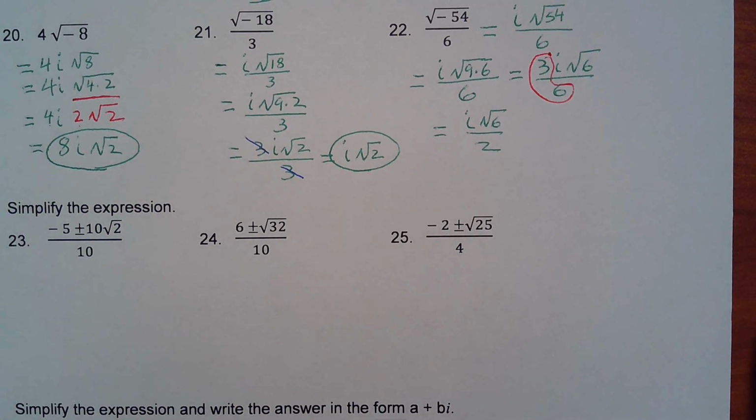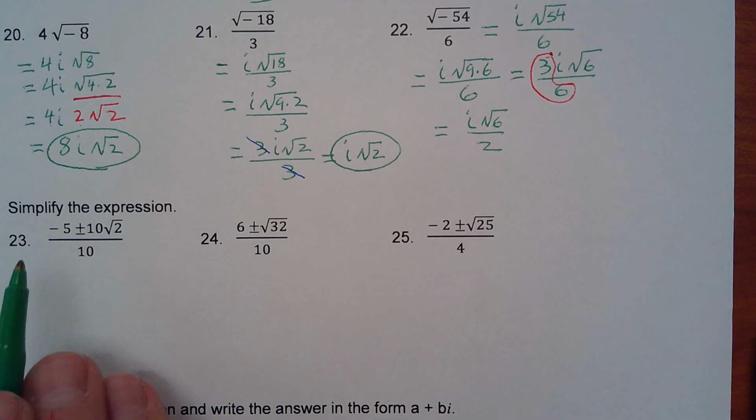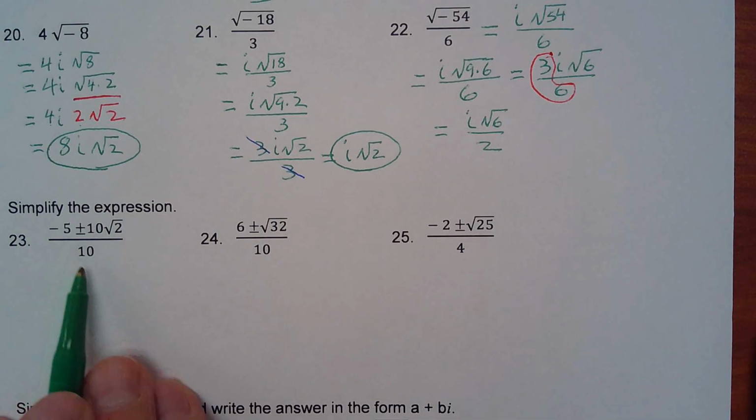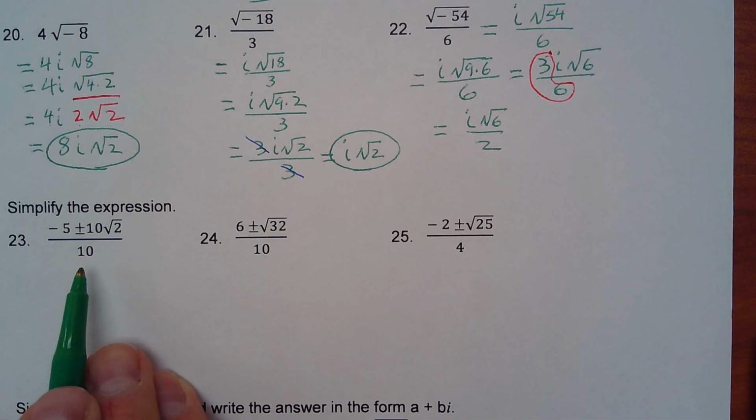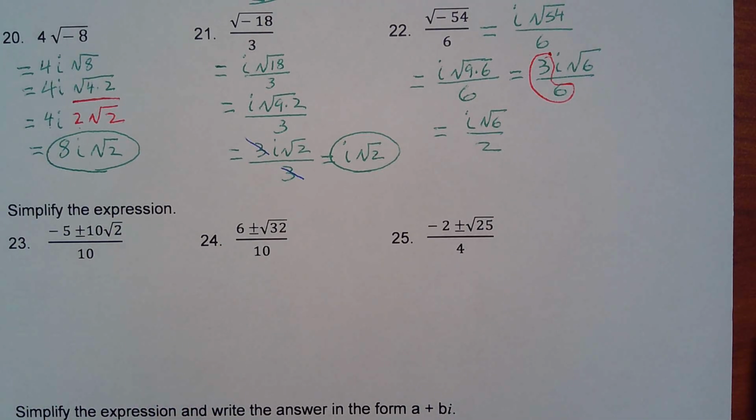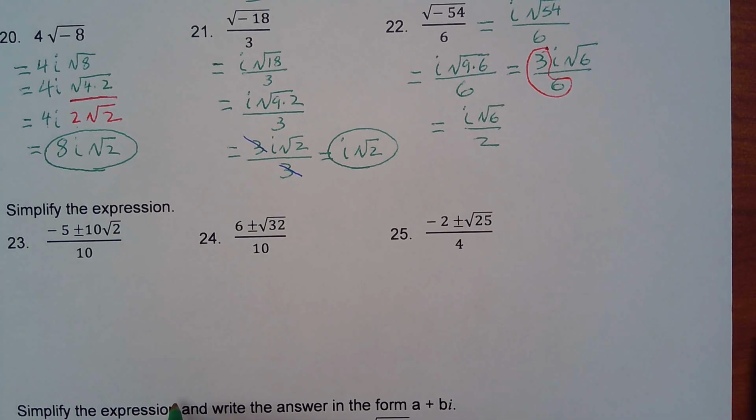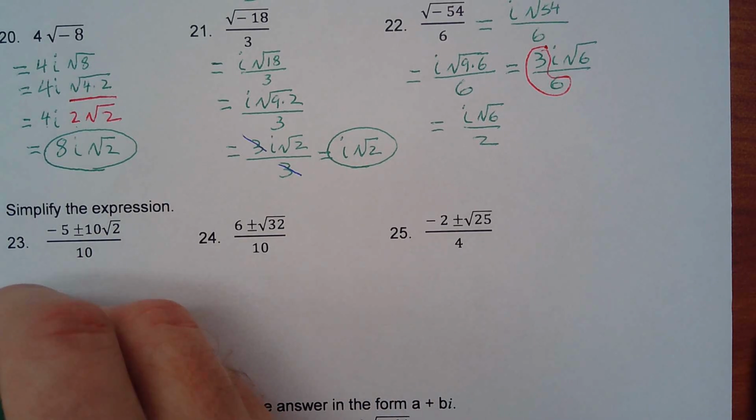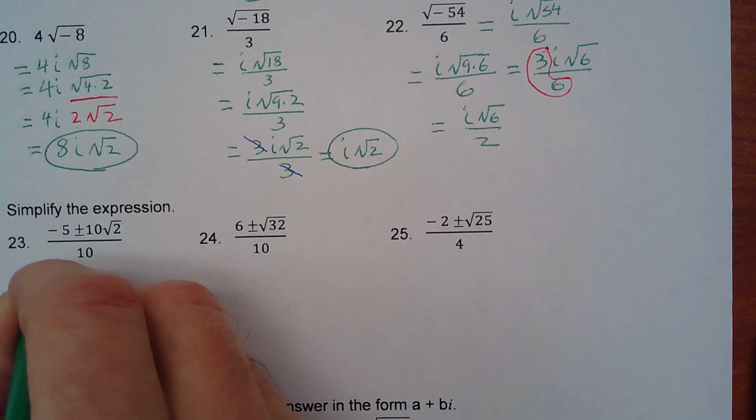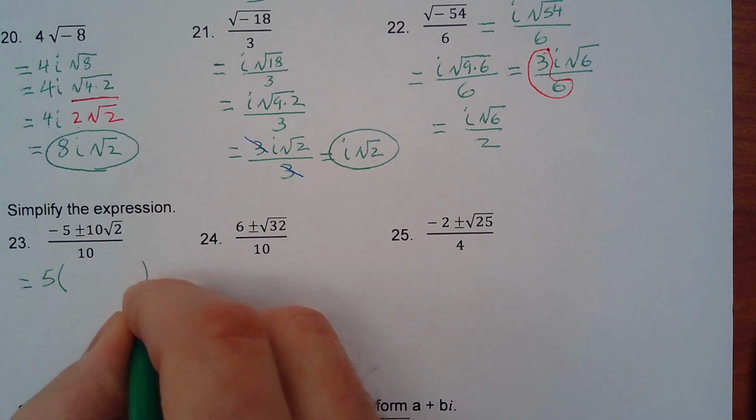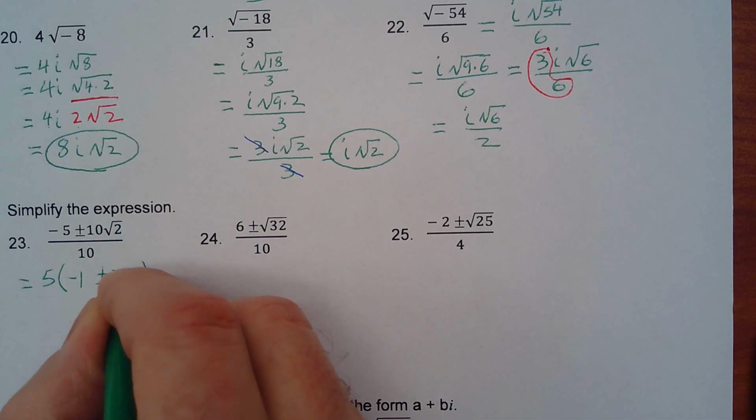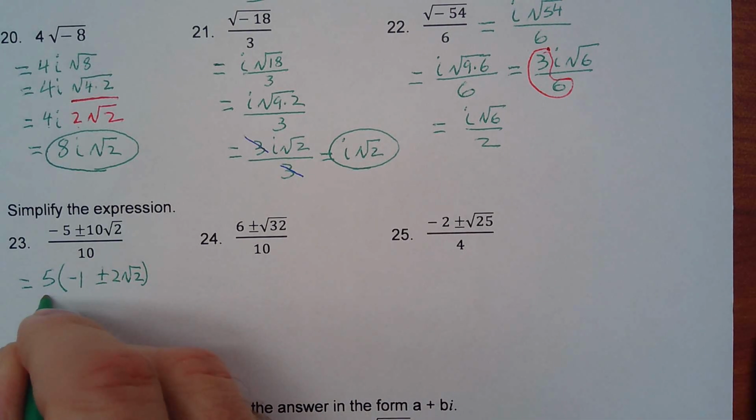Alright, so let's talk about simplifying expressions now. And key here, if you've got more than one term, wherever you divide here, you have to divide into both terms. So typically what we do is we factor out a greatest common factor. I notice in the numerator I have a common factor of 5, so I'm going to factor that out. It's going to leave me the negative 1 plus or minus 2 square root of 2 over 10.